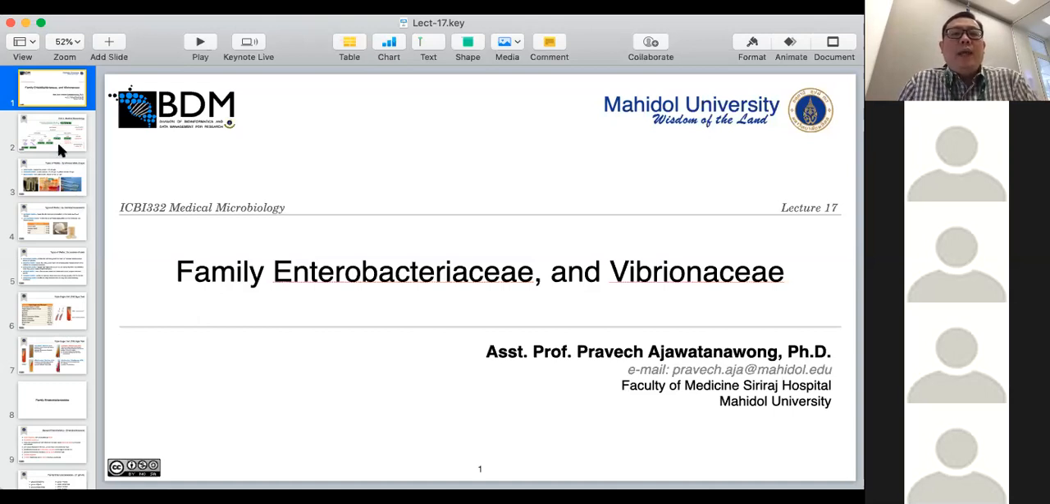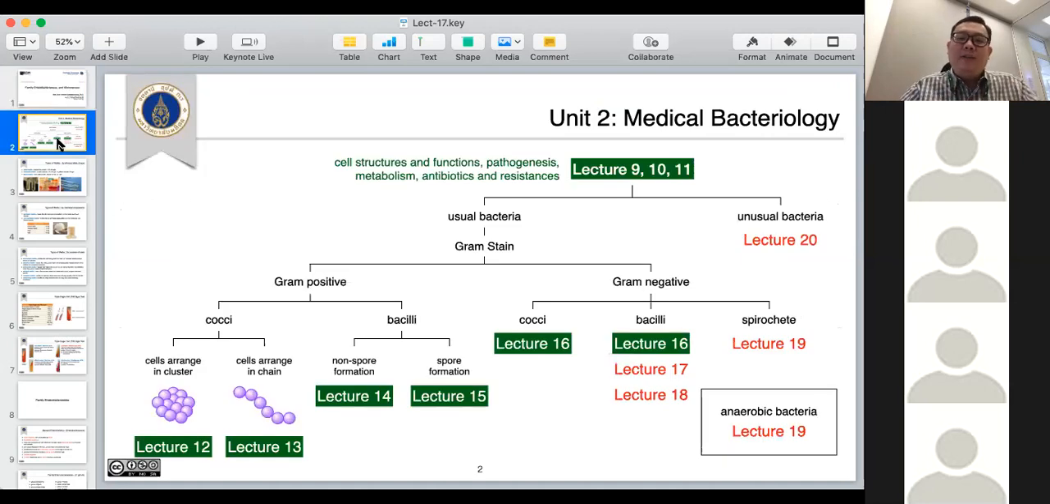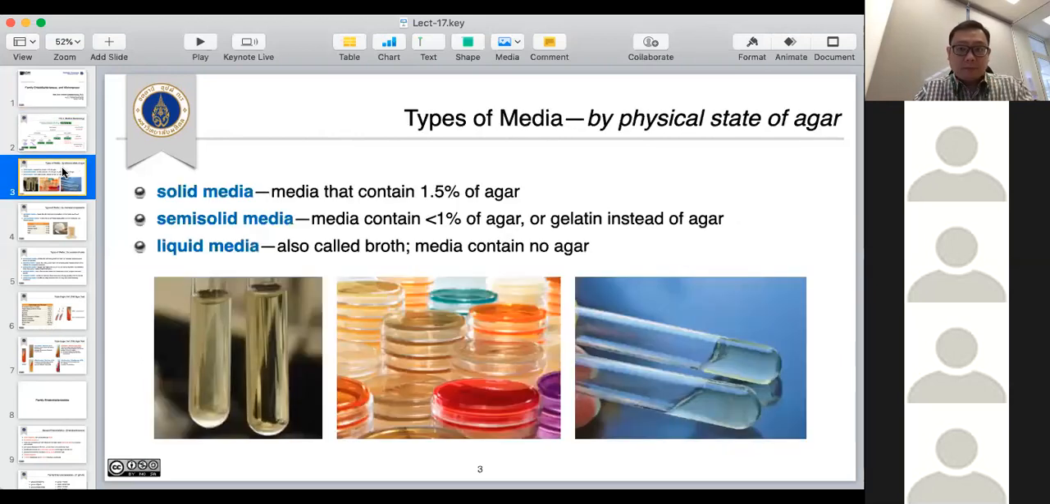The bacteria you learn today are all gram-negative bacilli. We use biochemical tests to differentiate these bacteria. So let me take some time to talk about the biochemical tests related to microbial media. Microbial media can be divided into three main types based on the texture, the physical state of the media.